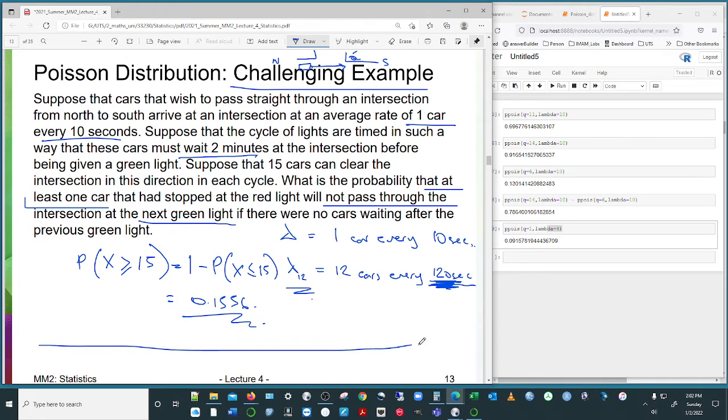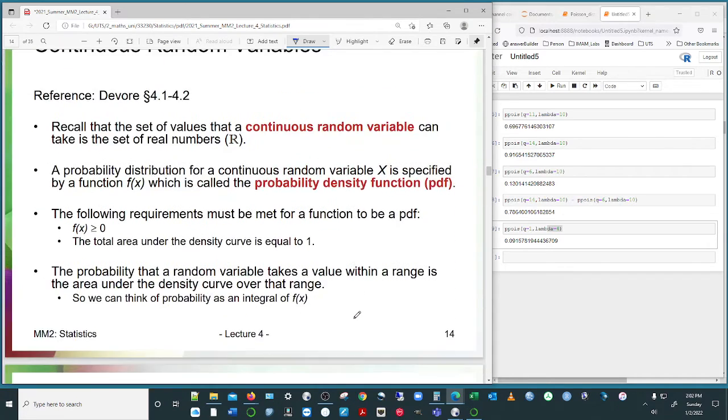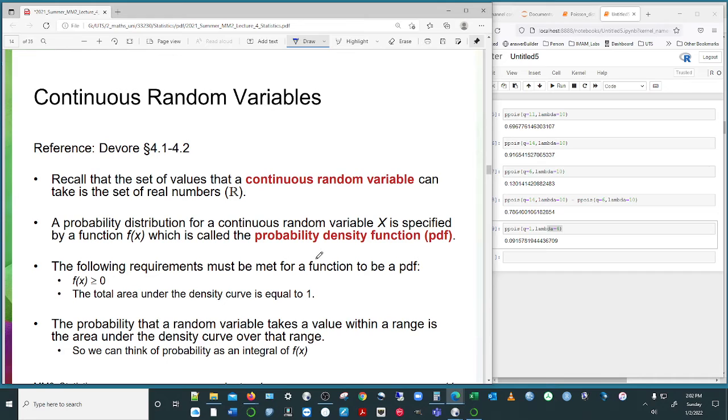Alright, so what we're going to do now is move off our discrete distributions and have a look at continuous random variables. Now, continuous random variables differ in a couple of aspects from the discrete random variables that we looked at. So I want to make a bit of an emphasis about those subtle differences because they affect the interval problems that come up. So the set of values for a continuous random variable can take on any set of real numbers. The probability distribution for a continuous random variable is specified by some function, which we call the PDF.